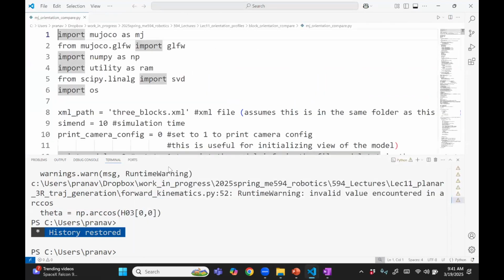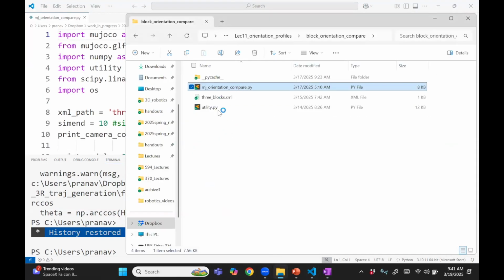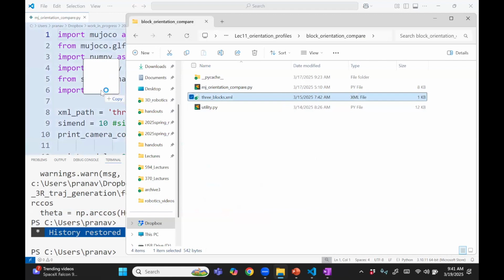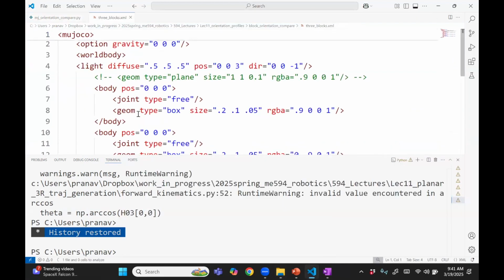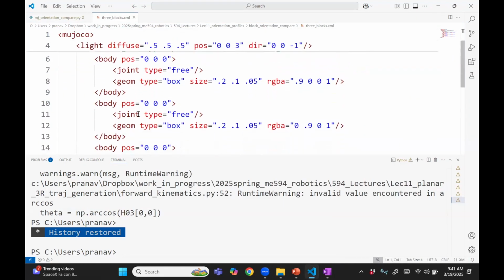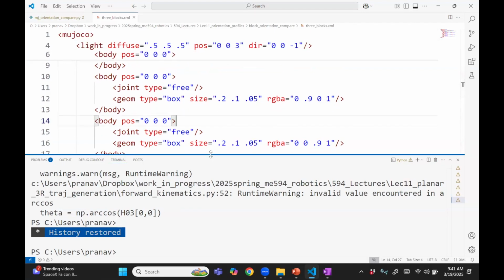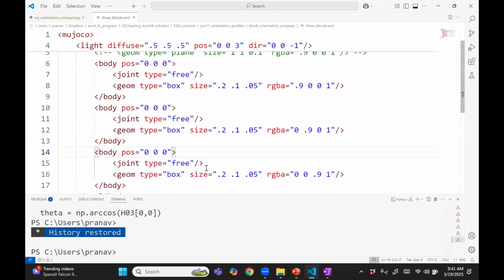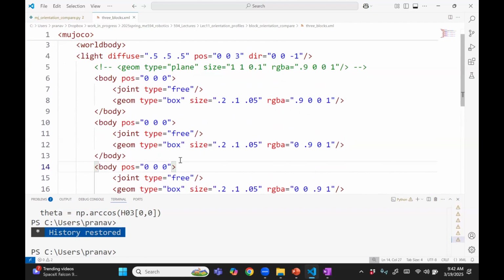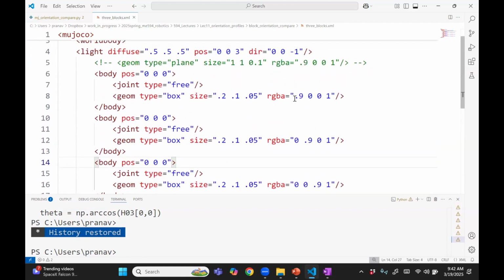Let me run this. And let me show you the 3 blocks file. This is just modified from that hello.xml. All I do is I draw not one, but 3 boxes. You can see that there are 3 boxes, 1, 2, and 3. They're in the same place, but they are put in different colors: red, green, blue.